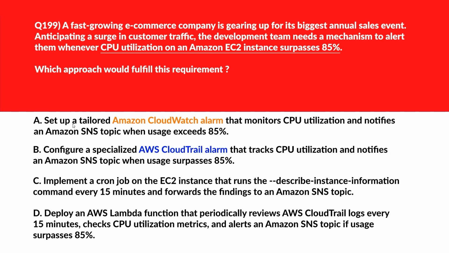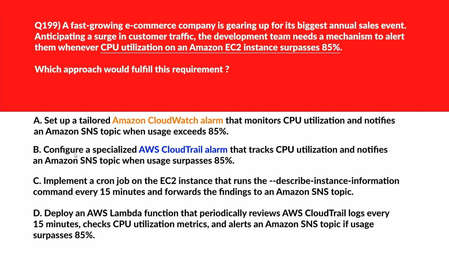Let's first look at option A. Set up Amazon CloudWatch alarm. Looks good because CloudWatch alarm efficiently monitors EC2 metrics including when CPU utilization exceeds 85%, and we can get notification via SNS topic like email when threshold is breached. So let's keep this option.